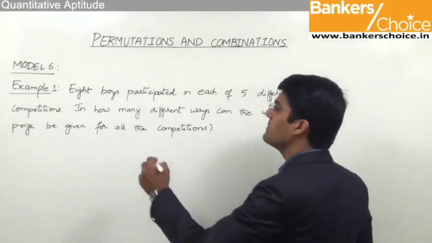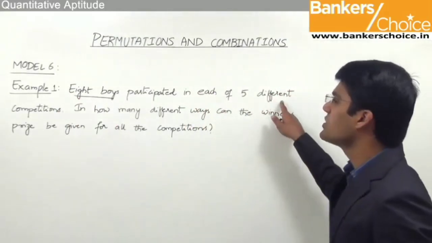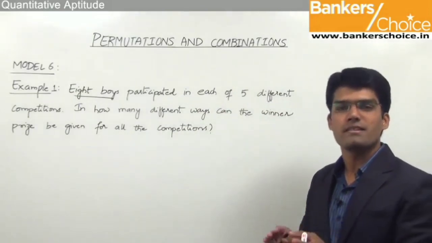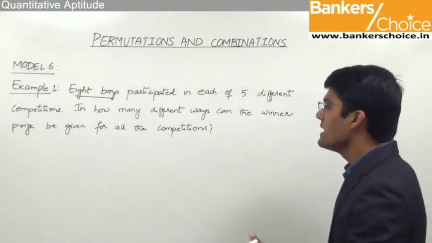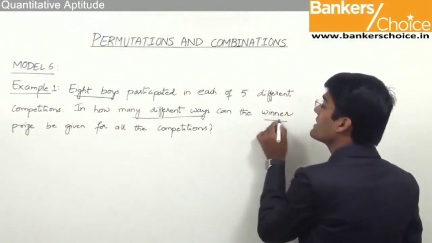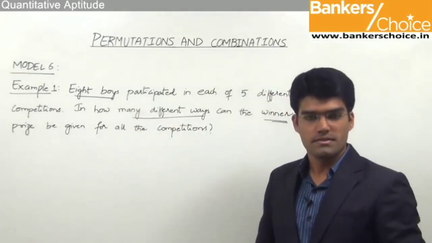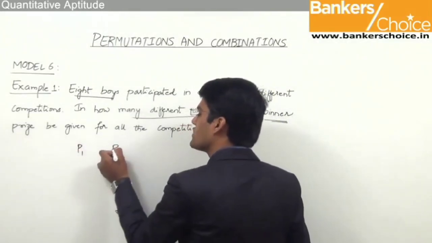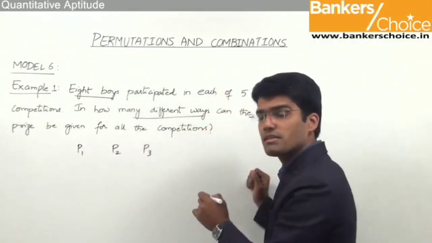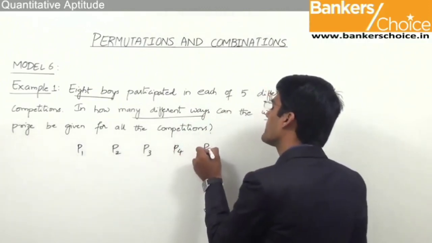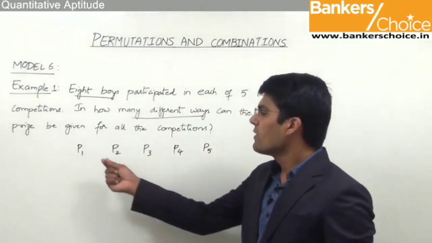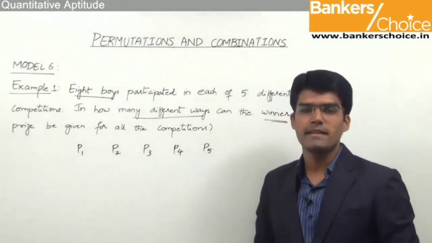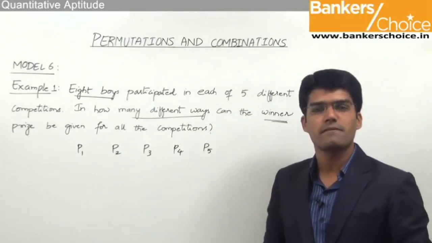So here in total there are 8 boys who have participated in each of 5 different competitions. That means there are 5 different competitions and all these 8 boys have participated in each one of them. And the question is, in how many different ways can the winner's prize be given for all the competitions? So let's say there are 5 prizes here. Prize 1 for competition 1, prize 2 for competition 2, prize 3 for competition 3, prize 4 for competition 4 and prize 5 for competition 5. So for each competition we have a prize here. So let us now understand how these 5 prizes can be distributed among these 8 boys for these 5 competitions.